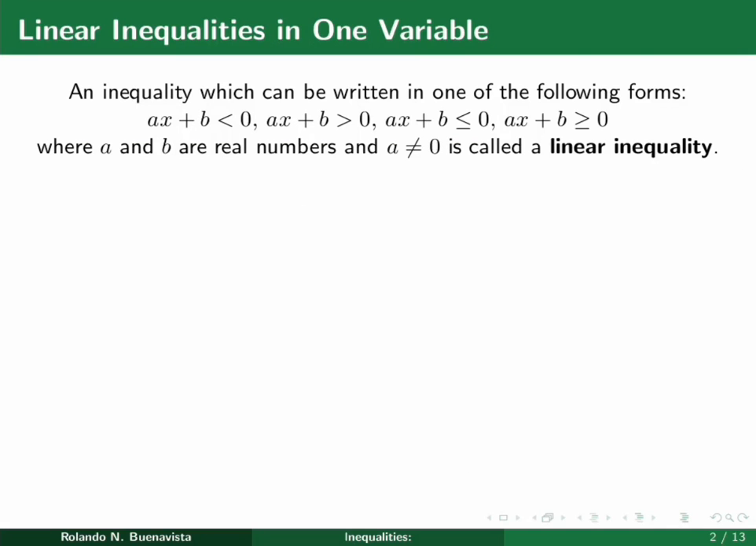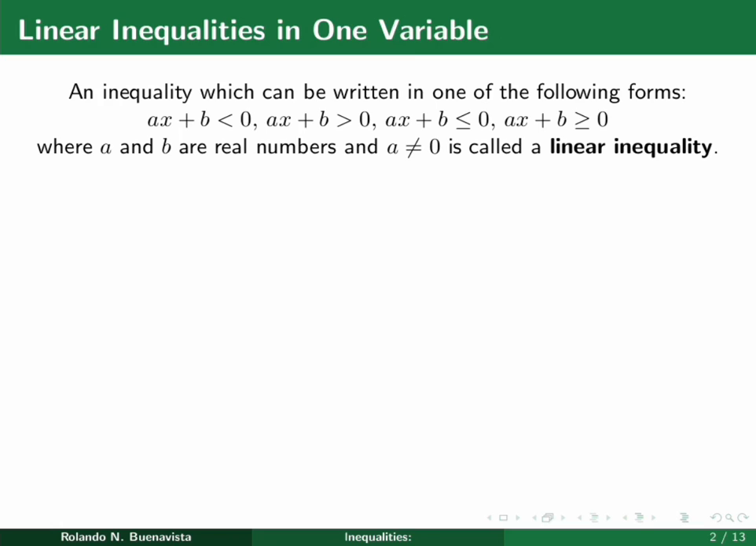So what is linear inequality? An inequality which can be written in one of the following forms: ax plus b less than 0, ax plus b greater than 0, ax plus b less than or equal to 0, and ax plus b greater than or equal to 0, where a and b are real numbers and a is not equal to 0, is called a linear inequality.